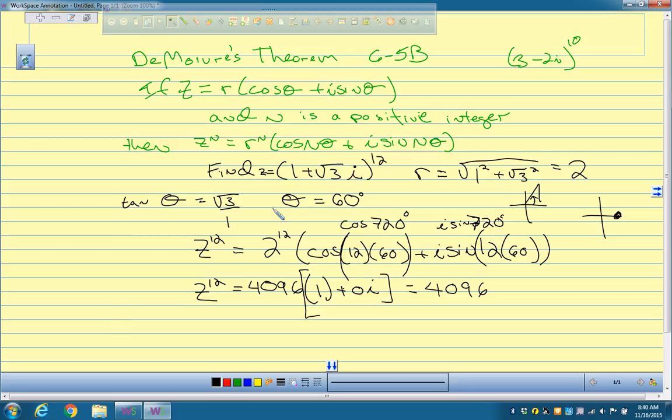So if you wanted to do this the long way, you'd have to take 1 plus root of 3 i times 1 plus root of 3 i. Multiply that together, you get 1 plus 2 root of 3 i plus 3 i squared, and then you'd have to take that answer and multiply it by 1 plus root of 3 i again, okay? And you'd have to keep going and keep going and keep going 12 times, right? You don't want to do that. So that's where De Moivre's theorem is really cool, because you could do that.